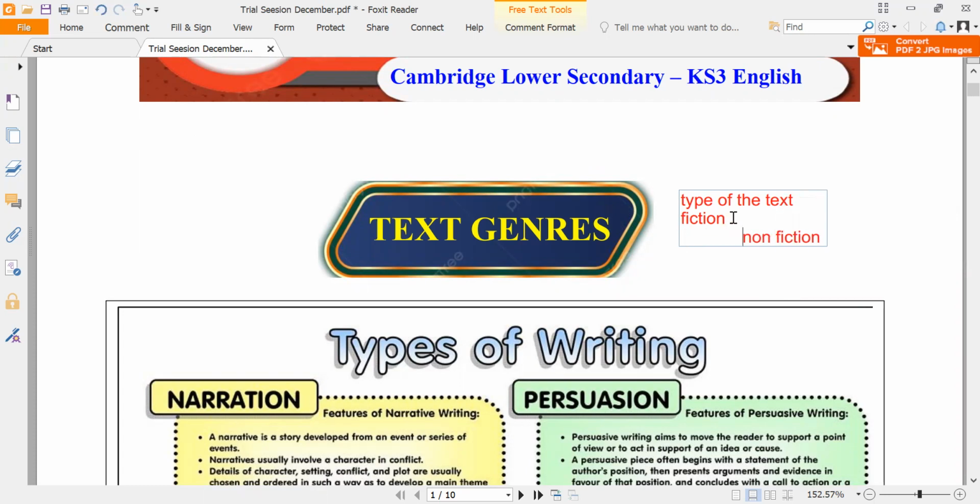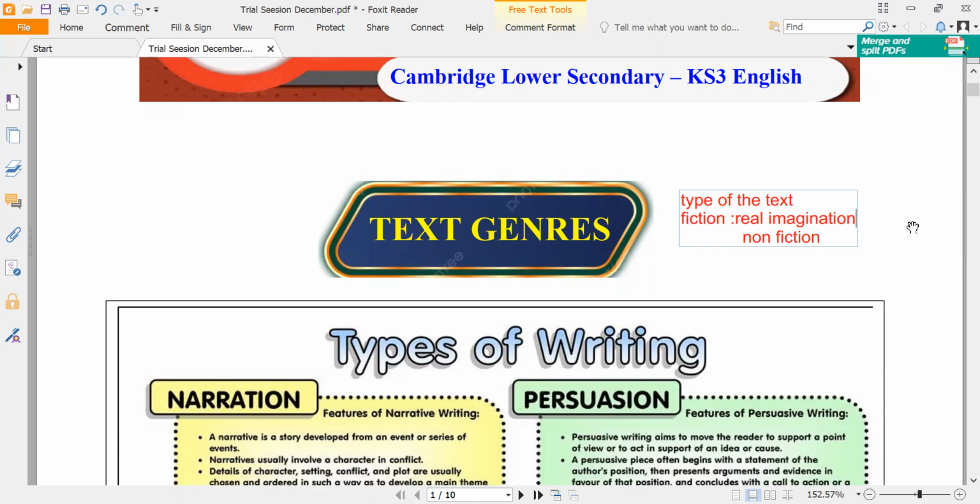Fiction text means it's not real text. So this text did not really happen. It comes from the imagination of the writer. If you wrote a story that did not really happen to you, it is a fiction story. Why is it a fiction story? Because it didn't actually happen to you. Great. You understand what I meant by fiction?